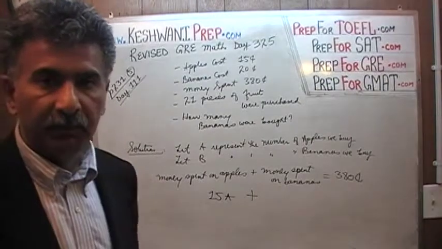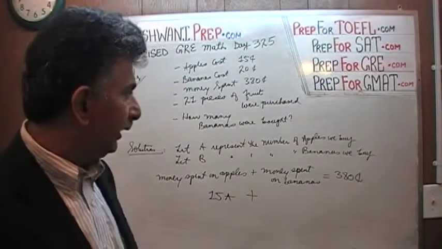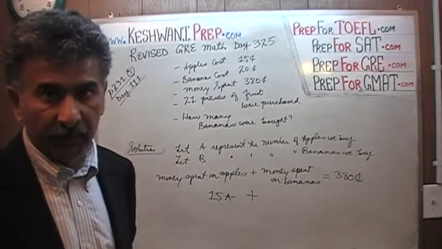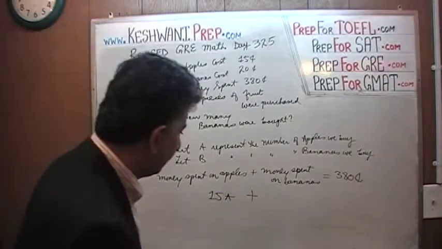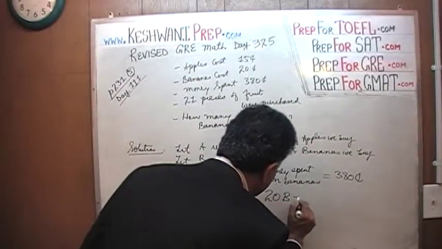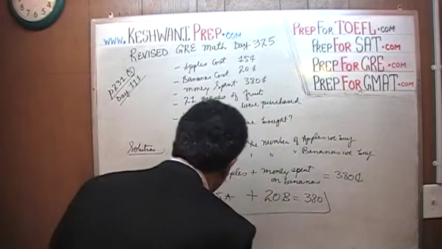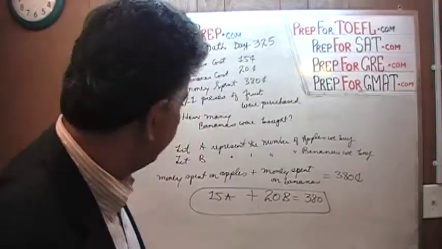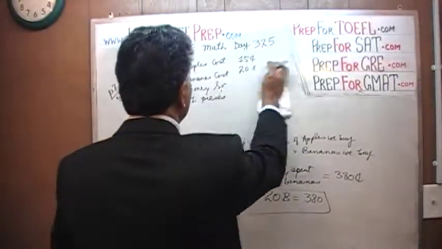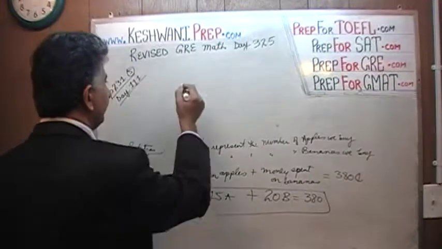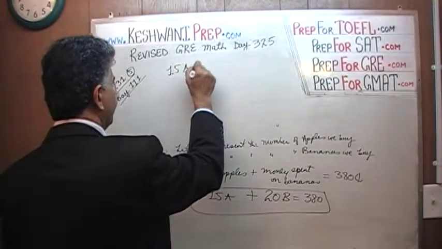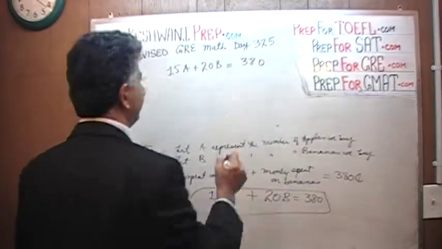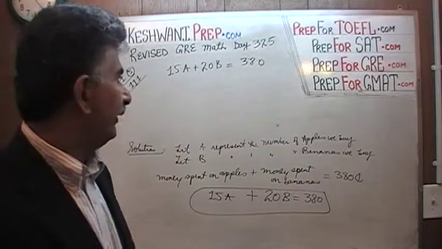Similarly, the money we're going to spend on bananas is the price of one banana, which is 20 cents, times the number of bananas we're going to buy. We're going to buy B bananas. So it's 20 times B. This is our first equation. We're going to continue our story from this equation up here. We need the room. So we have 15A plus 20B equals 380.